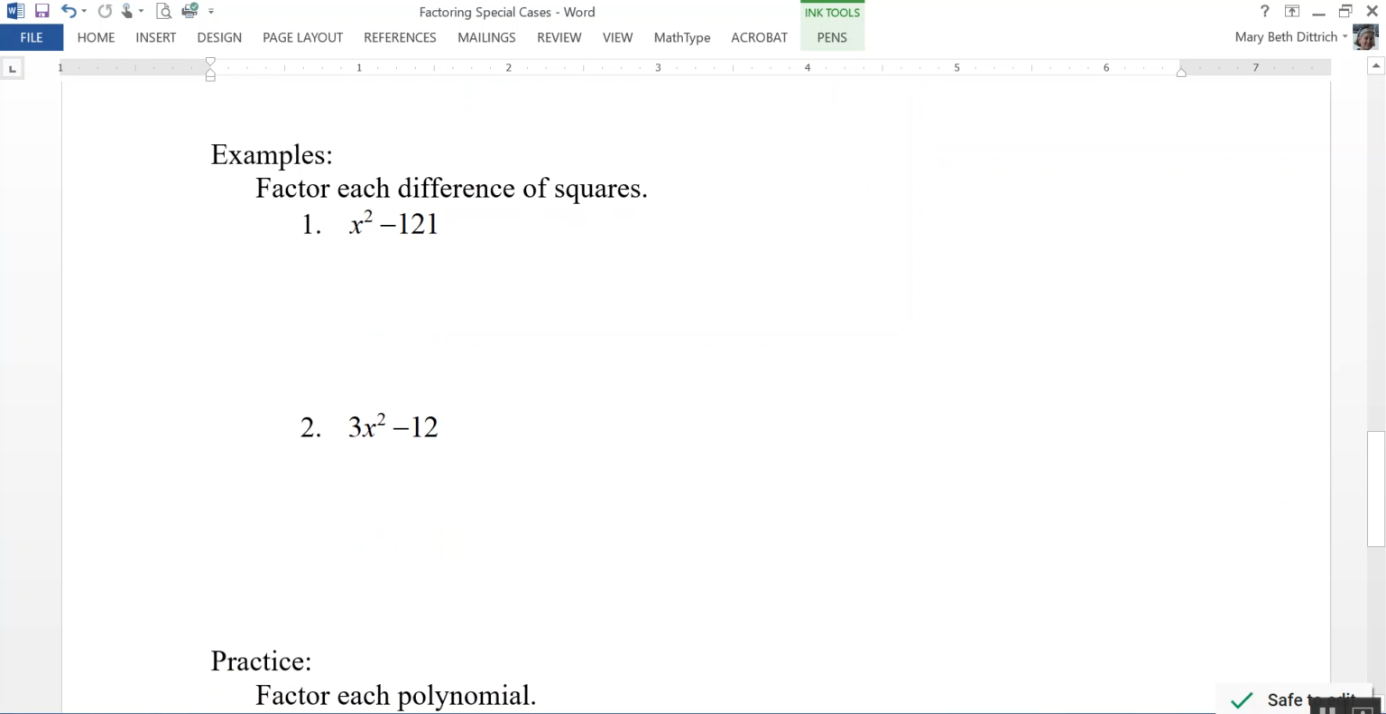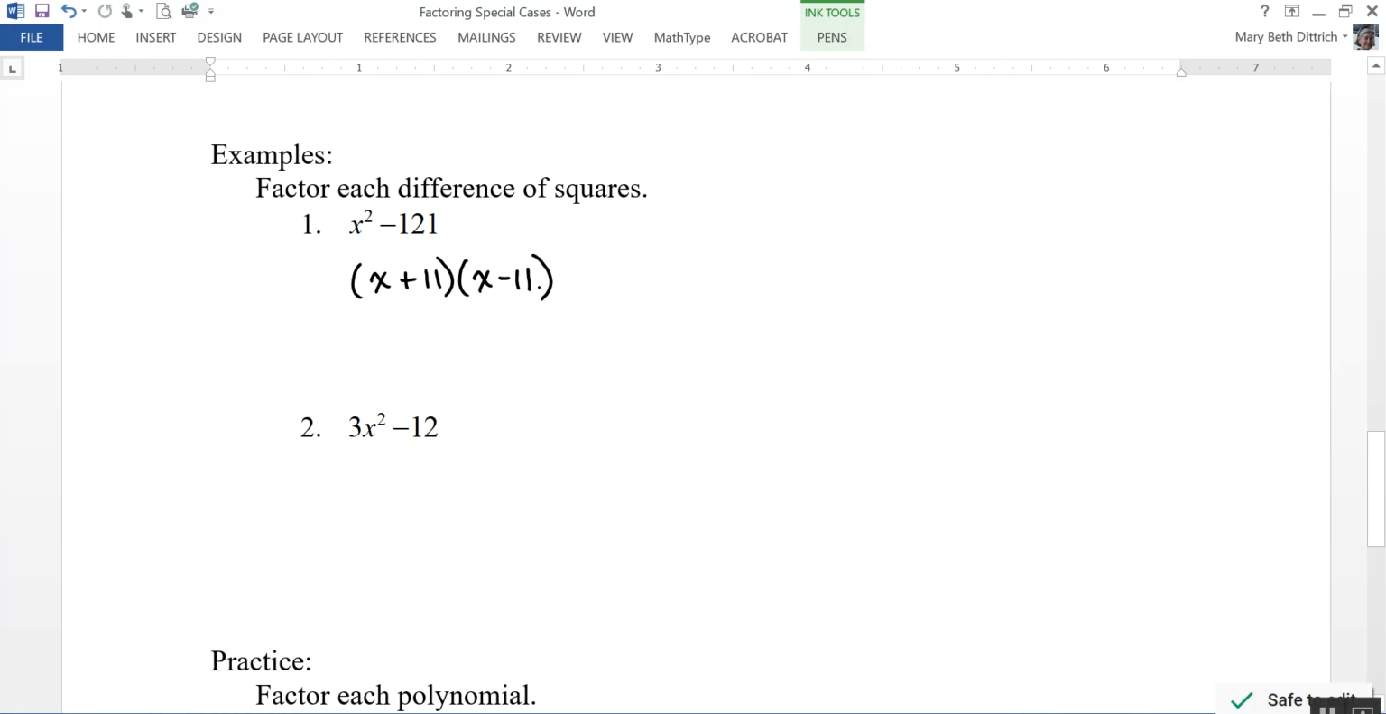So this says factor each difference of squares, and I have x squared minus 121. So x squared is a perfect square. It's x and x. 121 is a perfect square. That's 11 times 11. So this is going to factor into an x plus 11 and an x minus 11.